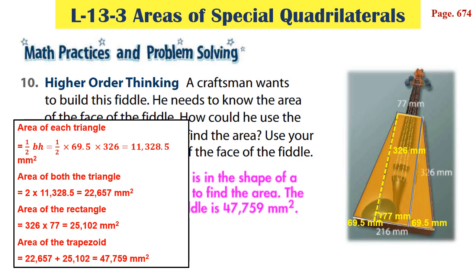25,102 square millimeters. Area of the trapezoid equals 22,657 plus 25,102 equals 47,759 square millimeters. Clear. Good.